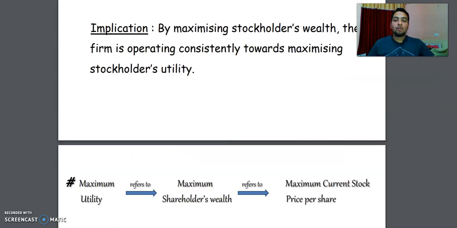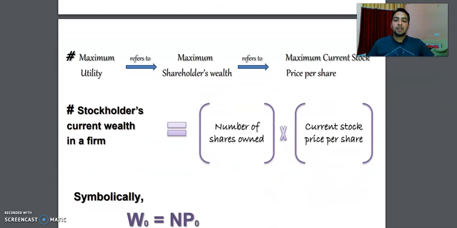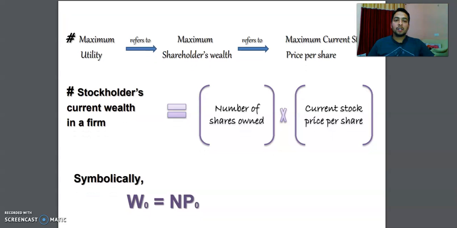So what is this stockholders' utility? When a firm wants to increase the wealth of a stockholder, stockholders are the persons who are having the shares of an organization. So maximizing stockholders' utility means maximizing shareholders' wealth, which we have given as: stockholder's current wealth is equal to number of shares owned times current price of a share.